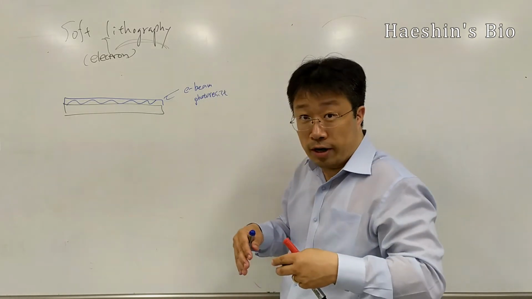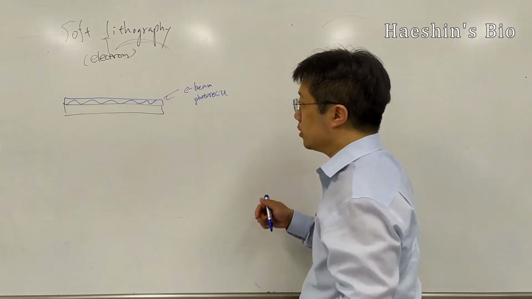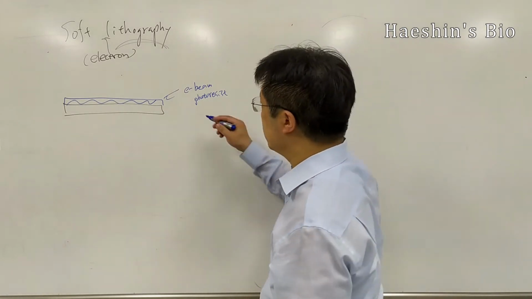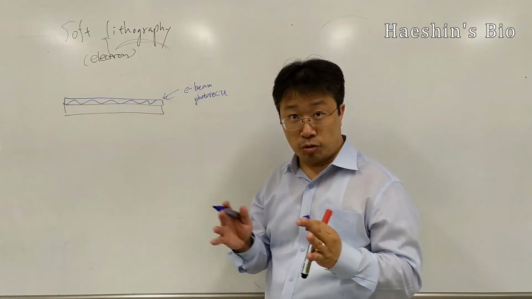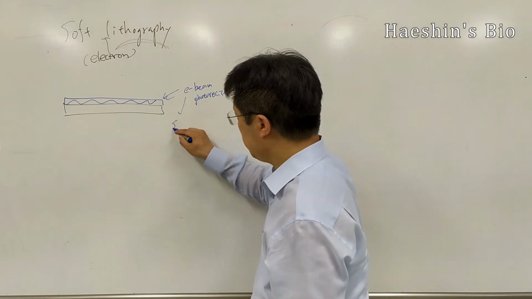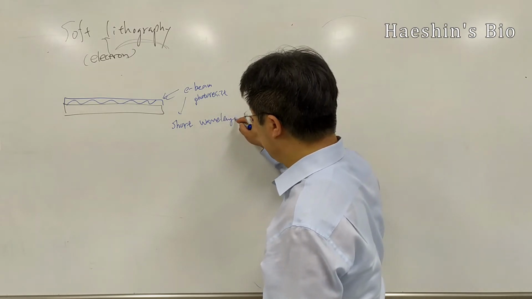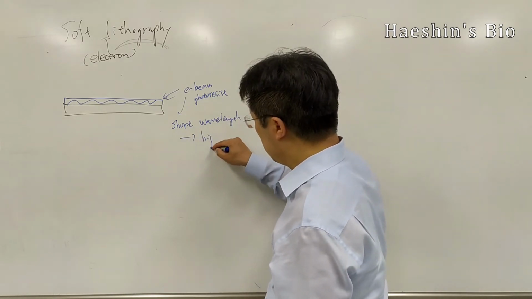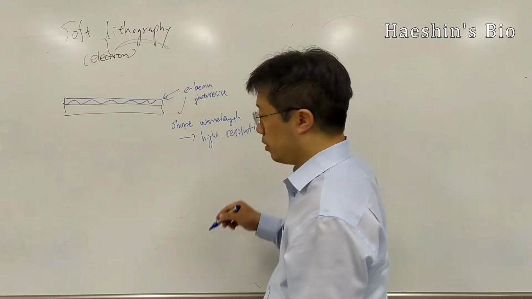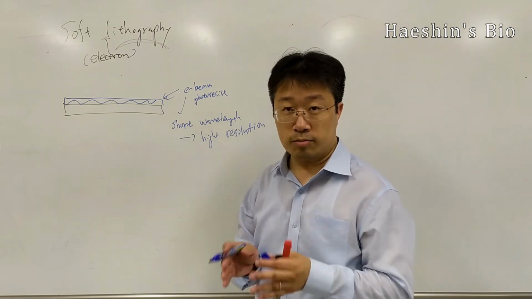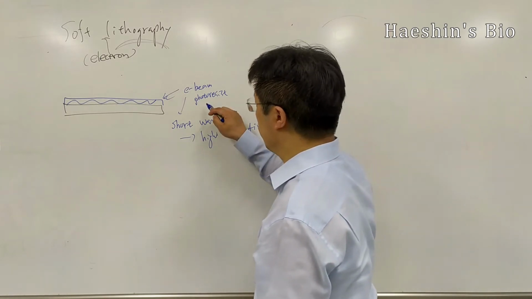We call it E-beam photoresist. If you say just regular photoresist, then this is light photoresist, responsive to the UV light. But it's E-beam photoresist, so the E-beam wavelength is much shorter. That means short wavelength means high resolution. High resolution means a smaller object you can make. So that is the advantage of this E-beam resist.